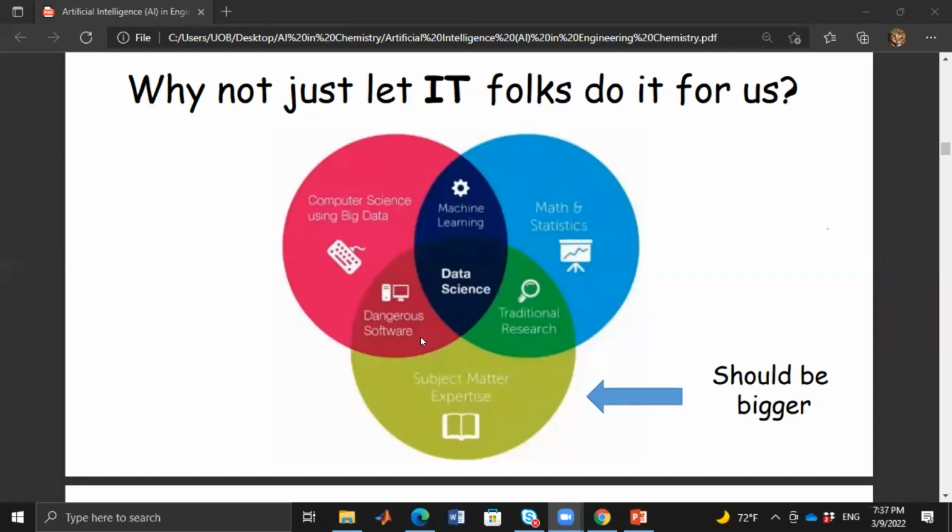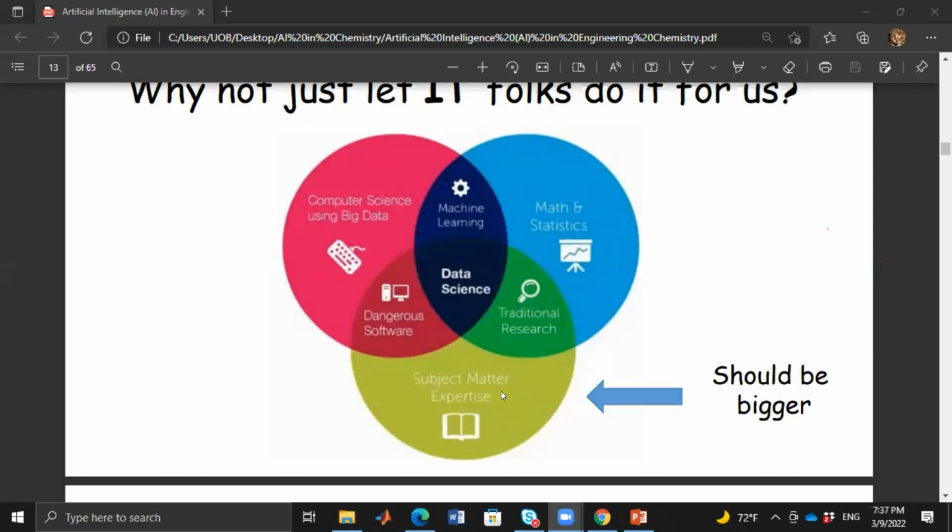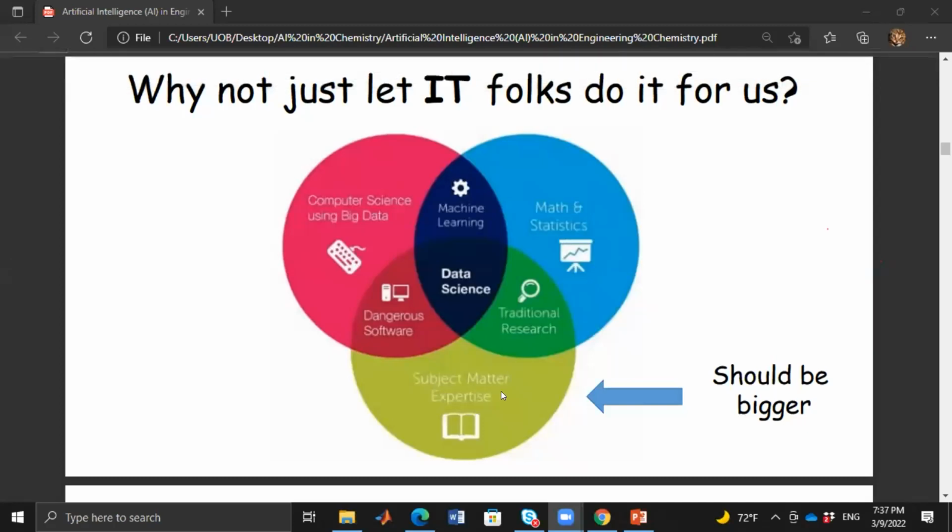However, based on our personal experience of doing this now for more than a decade, I would say that subject matter expertise really matters when we deal with data. Many projects have failed when we talk about artificial intelligence or data science, because it has not been done by people with sufficient experience in the domain that they are working with. ولهذا السبب, this circle here should really be a bit bigger when we tackle a problem in a specific domain.